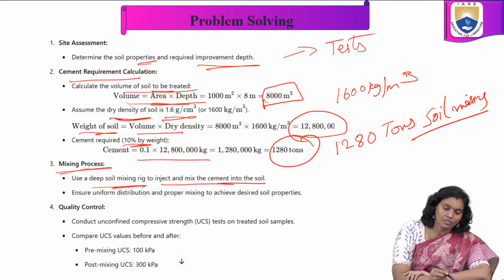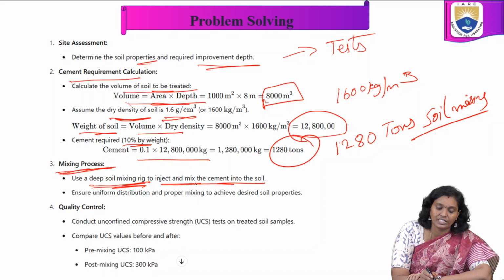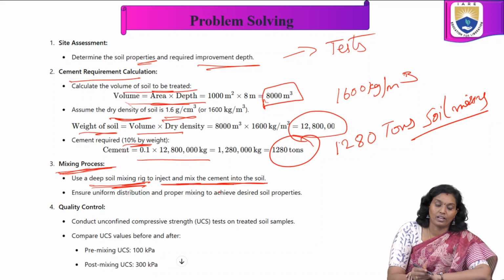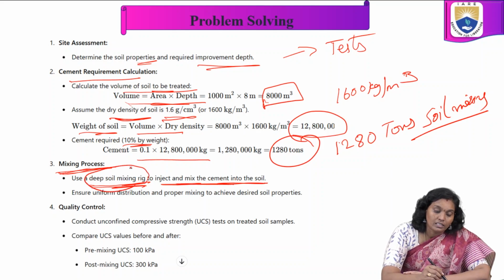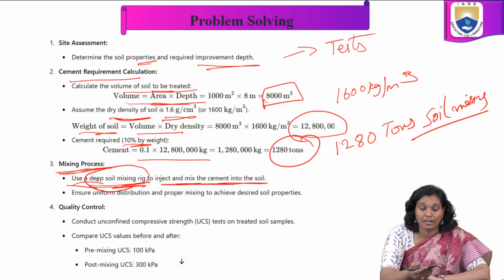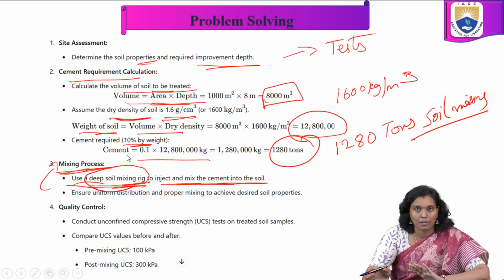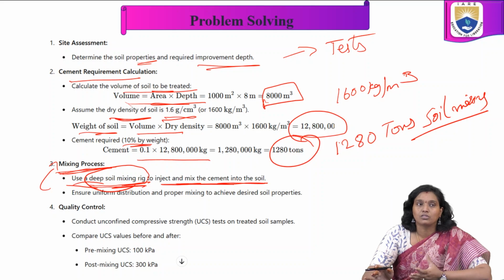Now the mixing procedure: use a deep soil mixing rig to inject and mix the cement into the soil. According to the type of the mix, we are going to choose which kind of process we follow for this mixing procedure. It depends upon how much amount and where the depth is located, how the soil properties are going to react. According to that, these are all the parameters we are going to understand for choosing the mix process.